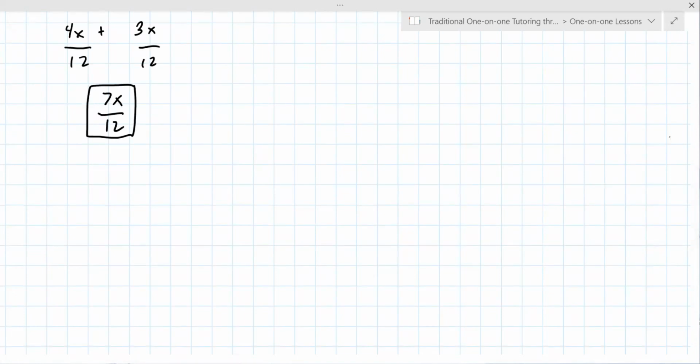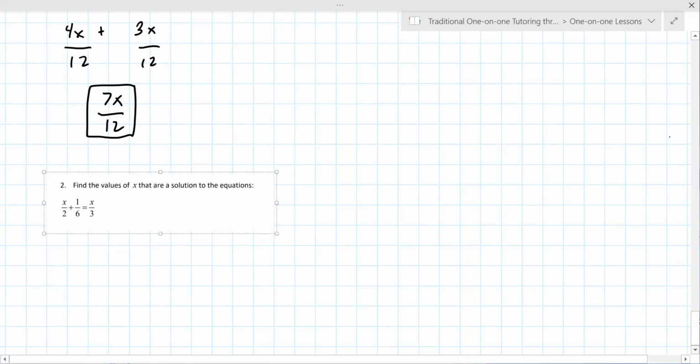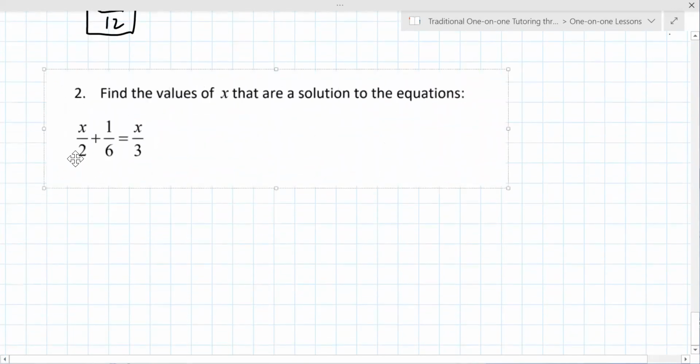Solutions to the equations. Okay. The next one says find the values of x that are solutions to the equations. The first one follows from what we were just doing. You have to find a common denominator between 2, 6, and 3. It's better if you can use the smaller one, which is 6. So you multiply by 3, nothing because you already have 6, and then times 2 times 2.